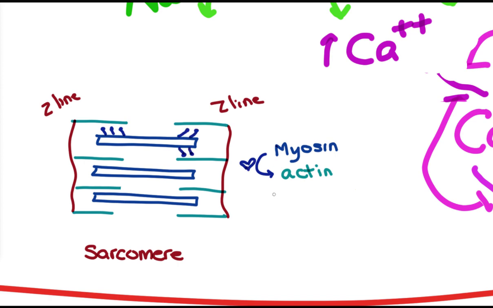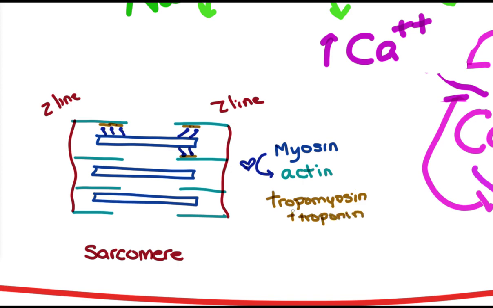But it is prevented by a molecule called tropomyosin. So tropomyosin makes a little block here where it doesn't allow the myosin heads to bind to actin. So remember, myosin is the thick filament, actin is the thin filament, and the myosin heads are prevented from grabbing on and binding to actin by tropomyosin. And tropomyosin is associated with another molecule called troponin.